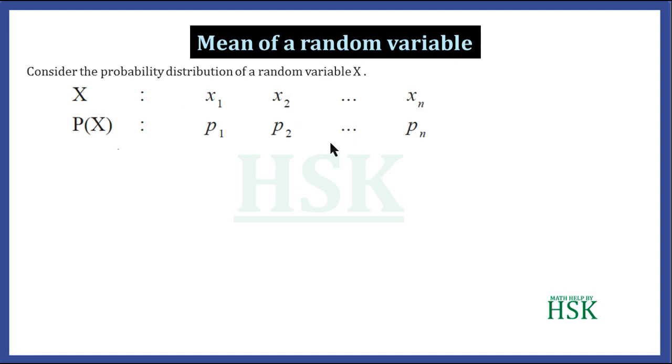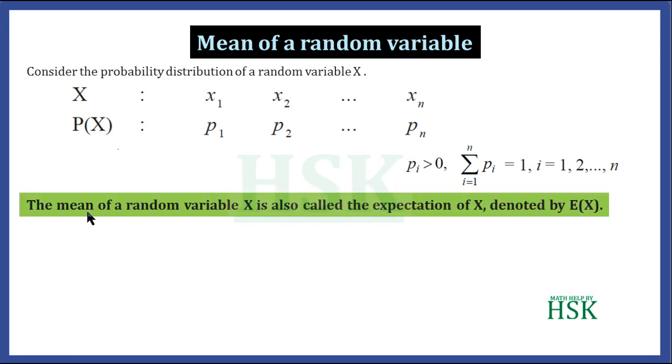And these are the probabilities of the particular values of the random variable. That is, x1 will have the probability p1, x2 will have the probability p2, xn will have the probability pn. So we can also say that probability of x1 is equal to p1, probability of x2 is equal to p2, and so on. It should be noted here that the probability of any value of the random variable should be greater than or equal to 0, and the summation of all these probabilities would be equal to 1, and we have n values of the random variable. So this is the probability distribution we are considering for a random variable x.